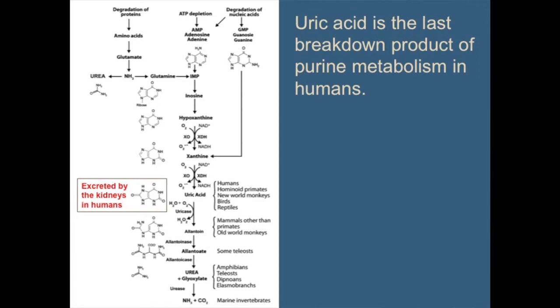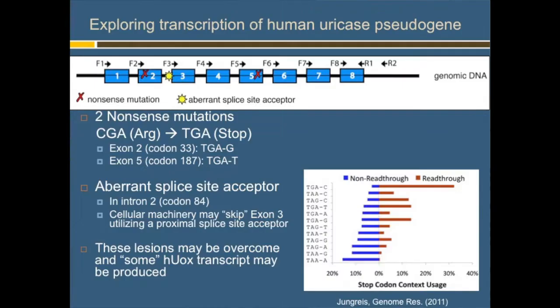But what's unique among apes, and some other organisms like birds and reptiles, but not for the same reasons, is that this is the end product right there of purine catabolism: uric acid. Most other organisms on Earth will convert the uric acid into something that's a lot more soluble, like ammonia or urea, and then just flush it right out, but not us.